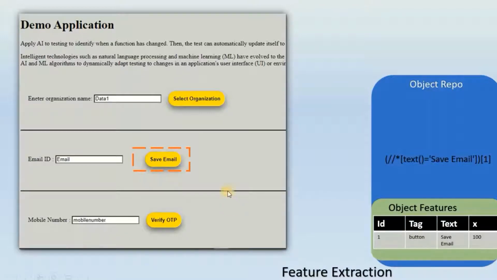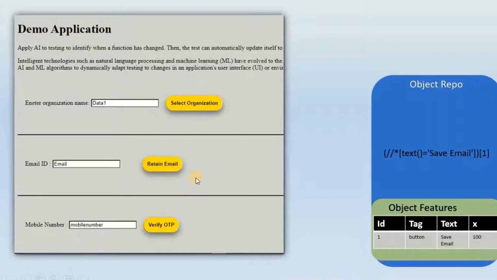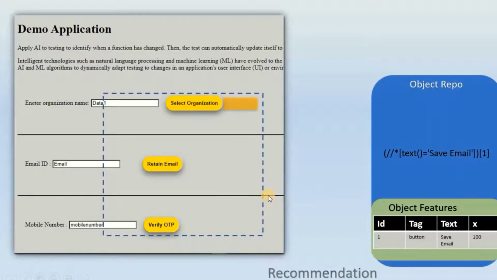Now, let's assume the button text is changed from Save Email to Retain Email. Normally, the automation test would fail due to this change because the element selector in the object repository doesn't have any matching elements on the screen. But with the self-healing solution, the script will automatically search for the element which is closely matching with the features previously stored.